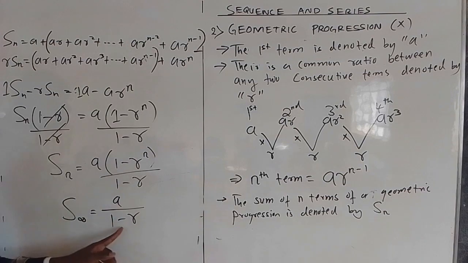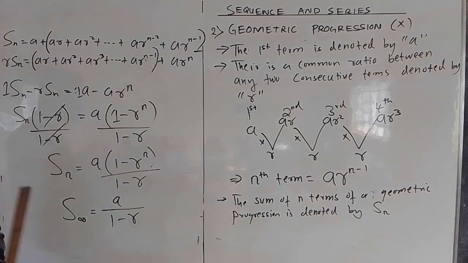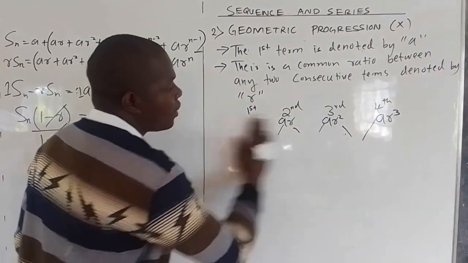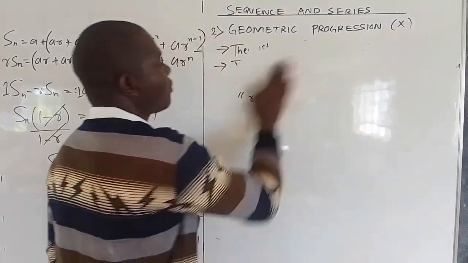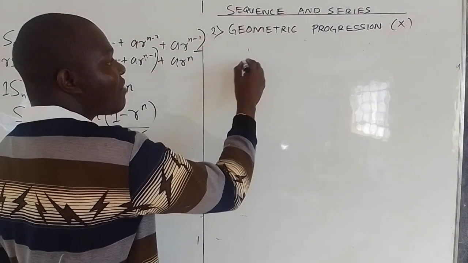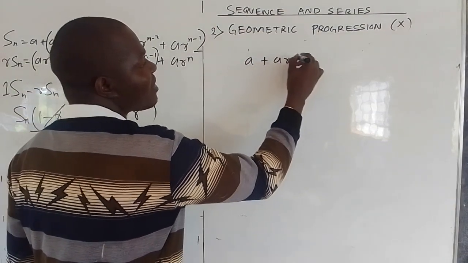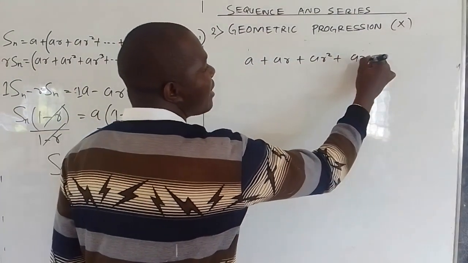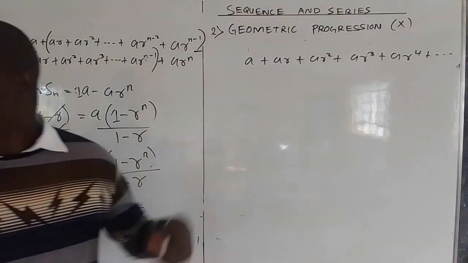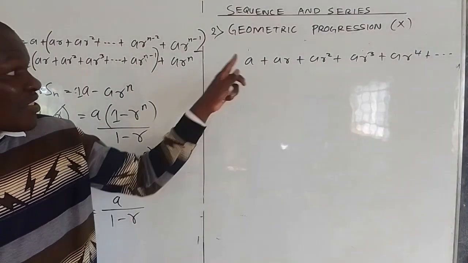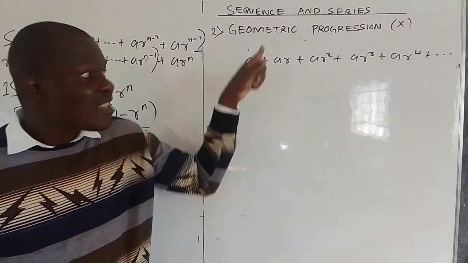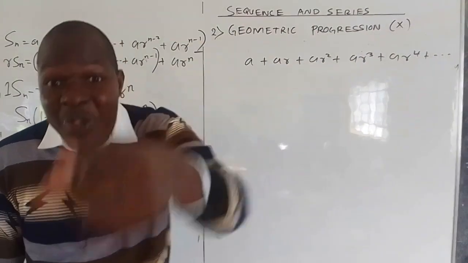How are they getting A over 1 minus R to be the sum to infinity? This is how they are getting it. This is a very simple concept. When you have the sum of n terms to infinity, let us say, for instance, the first term is A, plus the second term, plus the third term, A squared, A cubed, A to the power 4, plus. Are you seeing that? See, infinity means it is not coming to an end, isn't it? This is now the case of a geometric progression where the first term is A and the common ratio is R. This will be the first term, second term, third term, fourth term, fifth term, and that one up to infinity, isn't it?